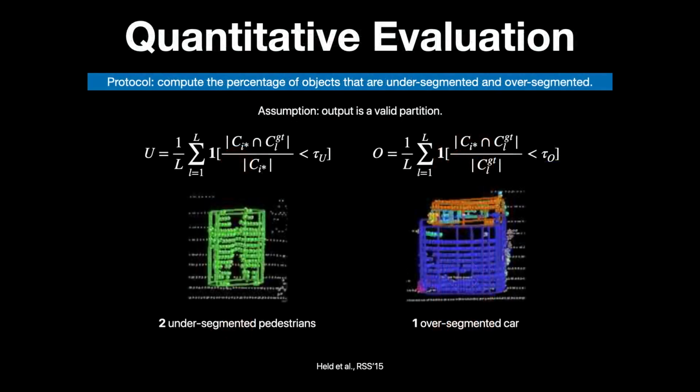To evaluate how well the proposed algorithm segments point clouds, we follow the existing protocol to compute the percentage of objects that are under-segmented and over-segmented. This protocol assumes the output segmentation is a valid partition. On the left, we visualize an example of two under-segmented pedestrians that are merged into one segment. On the right side, we visualize an example of one over-segmented car, which is broken into multiple segments.